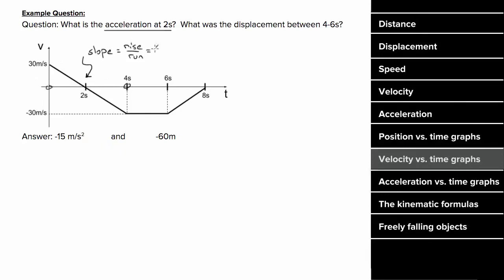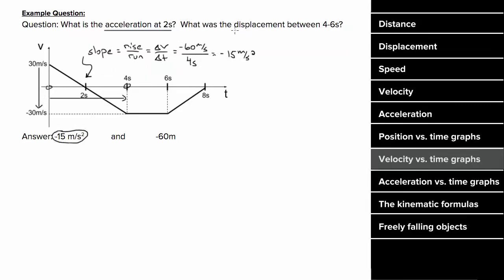The rise in this case is the change in velocity. The run is the change in time. The change in velocity between 0 seconds and 4 seconds would be negative 60 meters per second. And the change in time between 0 and 4 seconds would be 4 seconds. This gives a slope of negative 15 meters per second squared, which is also the acceleration in that time period.